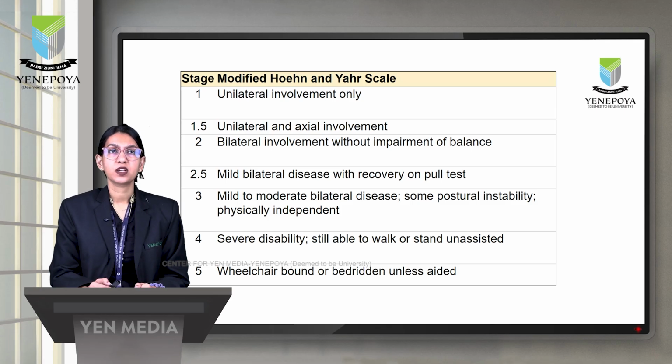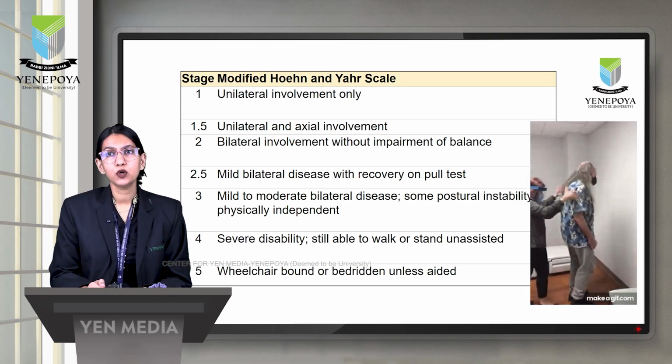Before we move on to the management, let us discuss the stages of Parkinson's disease based on the modified Hoehn and Yahr scale. The first stage is unilateral involvement only. After that comes unilateral and axial involvement as well. Stage 2 is bilateral involvement without impairment of balance, and after that comes mild bilateral disease with recovery on a pull test. This is what a pull test looks like.